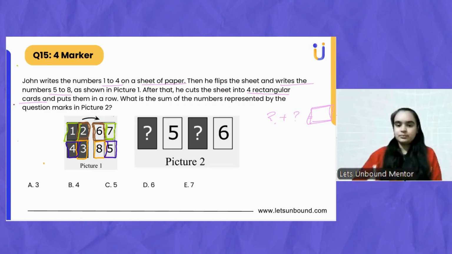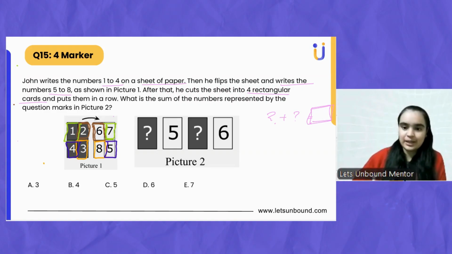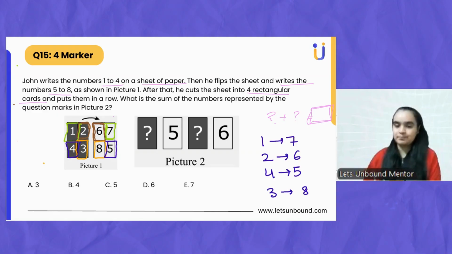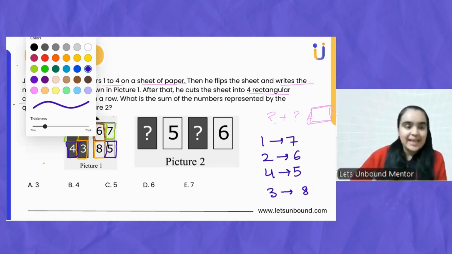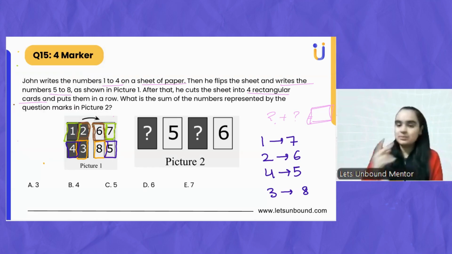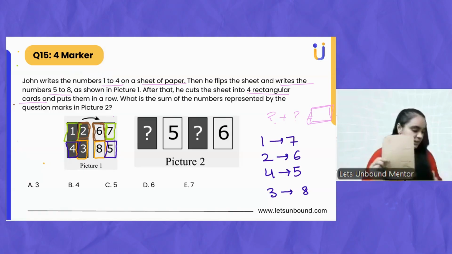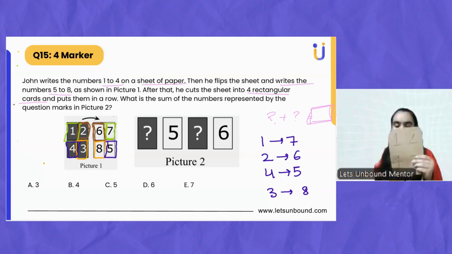Now we know, and we can write over here as well, that just behind 1, we have 7. Just behind 2, we have 6. In the same way, behind 4, we have 5, and behind 3, we have 8. Okay, and now he cuts down the sheet into 4 parts. So I'm also doing the same thing. I will be cutting it down into 4 parts.